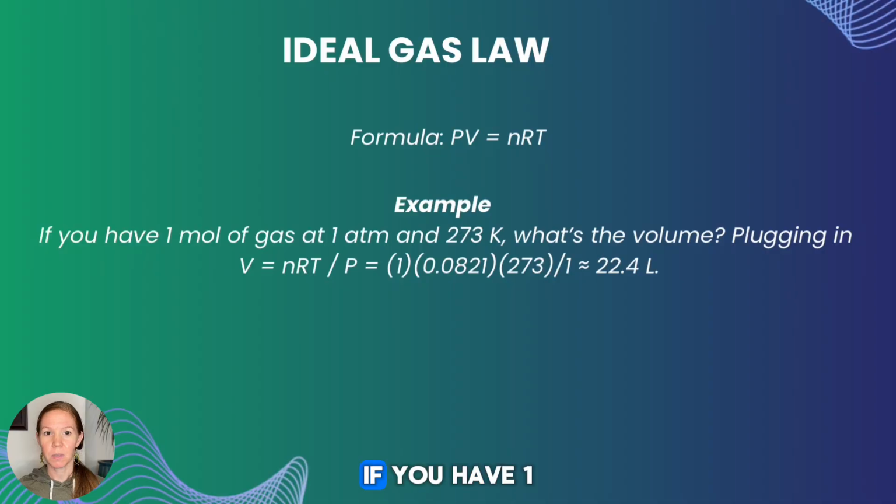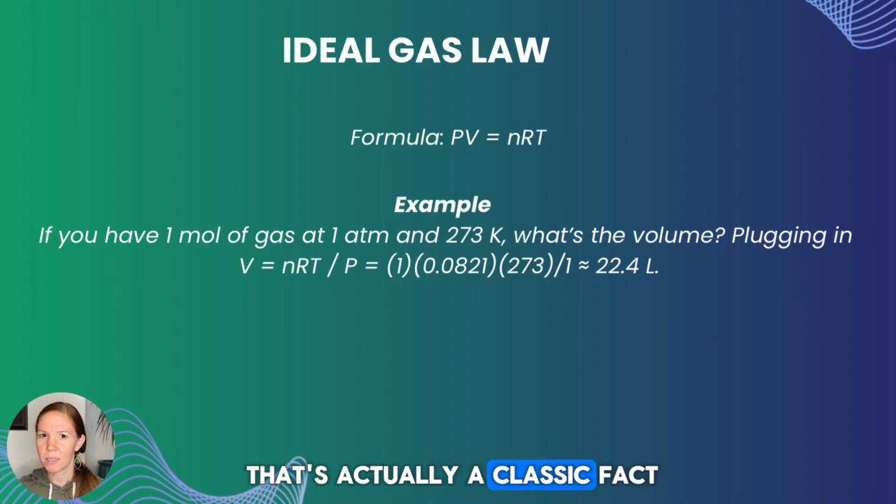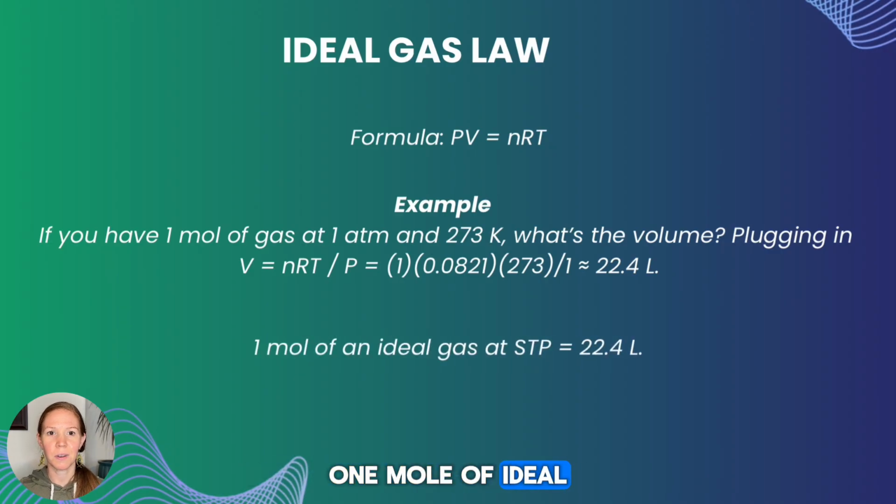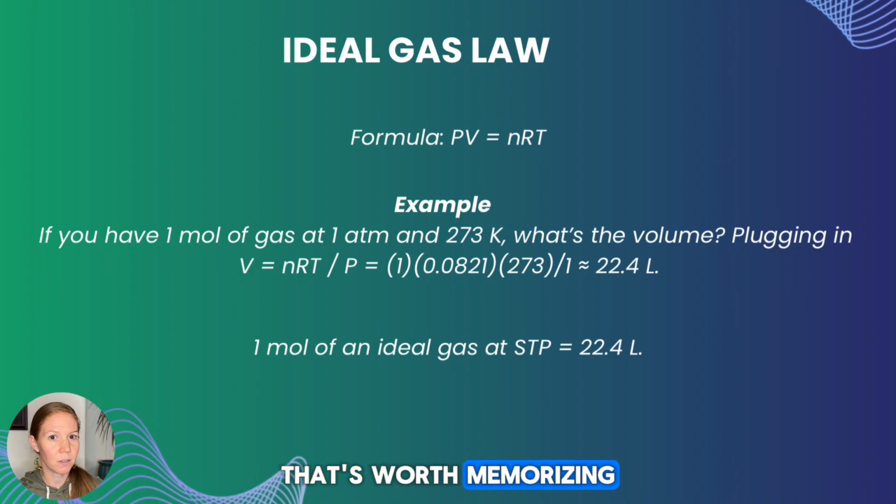For example, if you have 1 mole of gas at 1 atmosphere and 273 Kelvin, what's the volume? Here you can plug it in, V equals nRT over P. Once you plug in the numbers, you get about 22.4. That's actually a classic fact. 1 mole of ideal gas at STP is 22.4 liters. That's worth memorizing.